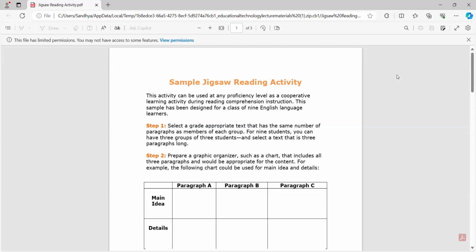What is this expert group? Now you know there are 5 jigsaw groups. So how many number ones are there? Part ones, how many? 5. How many part twos are there? 5. How many part threes are there? 5. So now you get all the part 1 members to come together as one expert group.